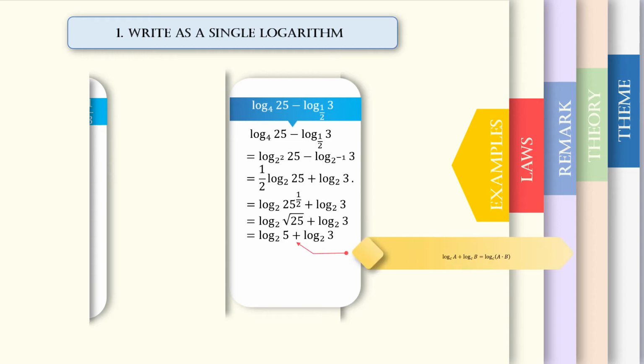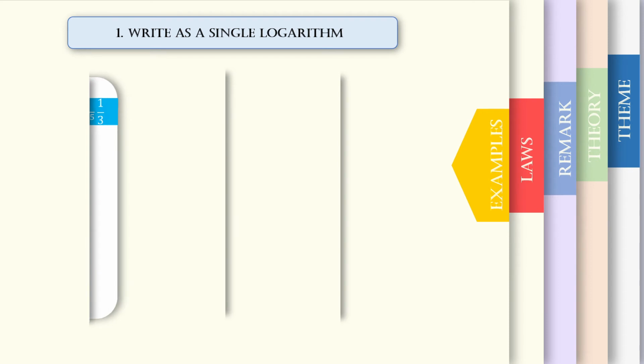Next, by using this property, because we have the sum of two logarithms which have the same base, we get logarithm base 2 of 5 multiplied by 3, which is logarithm base 2 of 15. Nice. Next exercise.